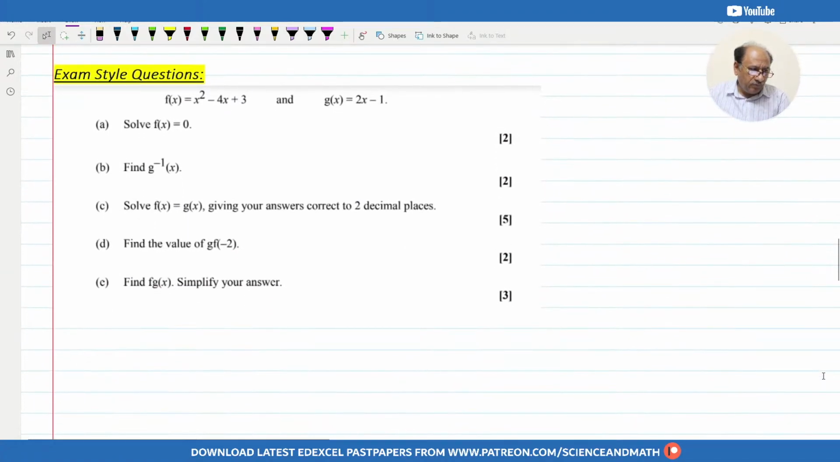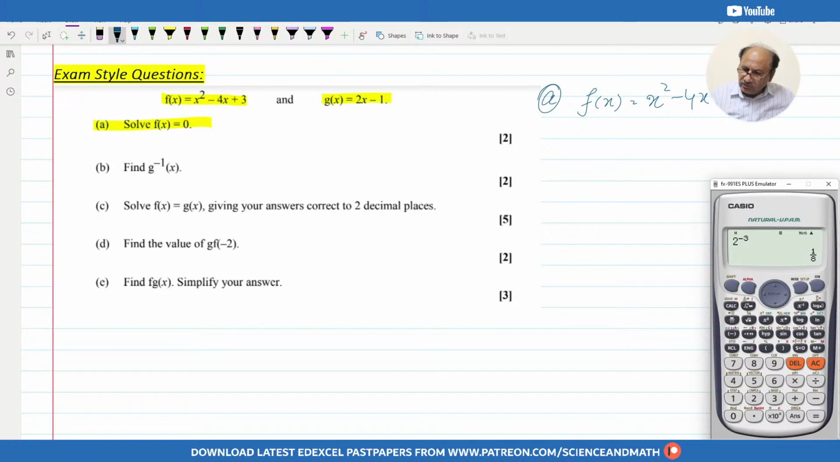Now we can go further with some exam style questions, which I have taken from past papers. So this is the definition of the function. This is g inverse, and solve f of x is equal to 0. In part A, f of x is equal to 0 means x squared minus 4x plus 3 is equal to 0. This is a quadratic equation which you can solve in mode 5 3. The coefficient of x squared is 1, the coefficient of x is minus 4, and the constant is 3, and this gives us 3 and 1.